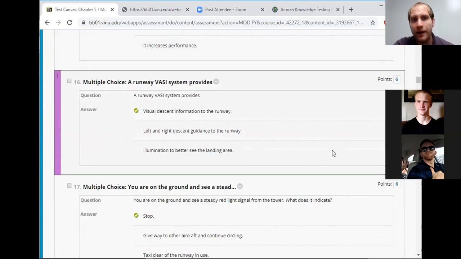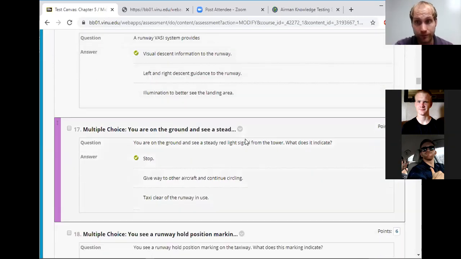All right. Here's a VASI, V-A-S-I, Visual Approach Slope Indicator. It's a repeated question we saw from one of our previous tests. A VASI provides visual descent information to the runway. Answer choice B is incorrect because it says left and right guidance. Negative. Your VASI, visual approach slope indicator, is more up and down, vertical guidance. Answer choice C is wrong because it does not light up the runway. No, it is the red and white lights next to the runway that help you determine your glide path to approach the runway. Remember, a 3-degree glide path is optimal.